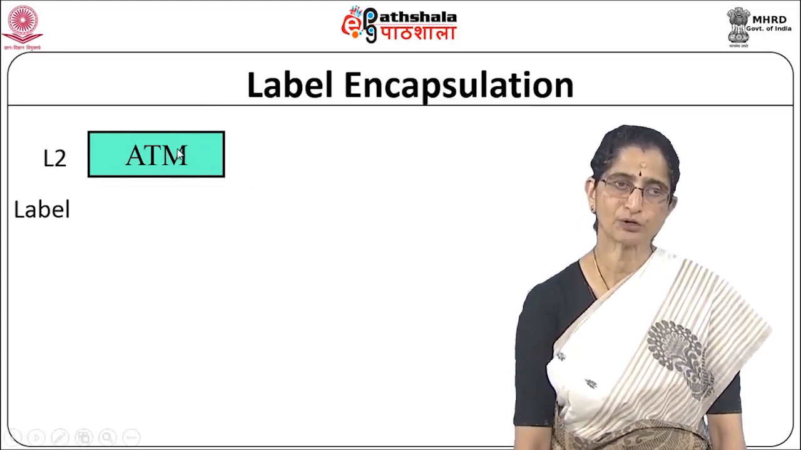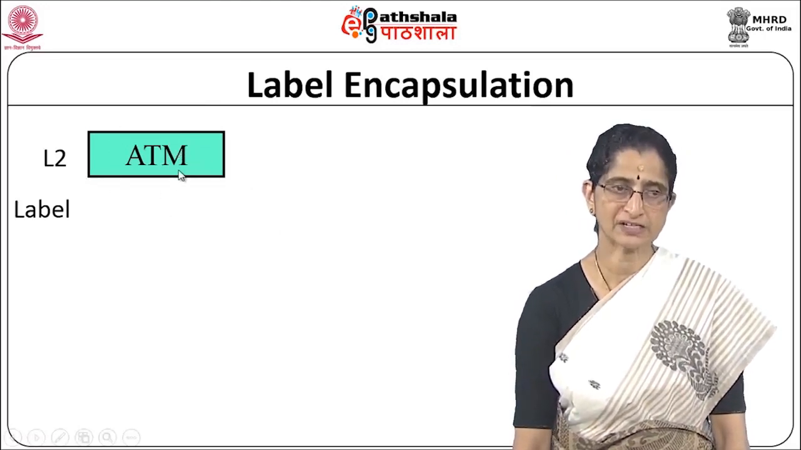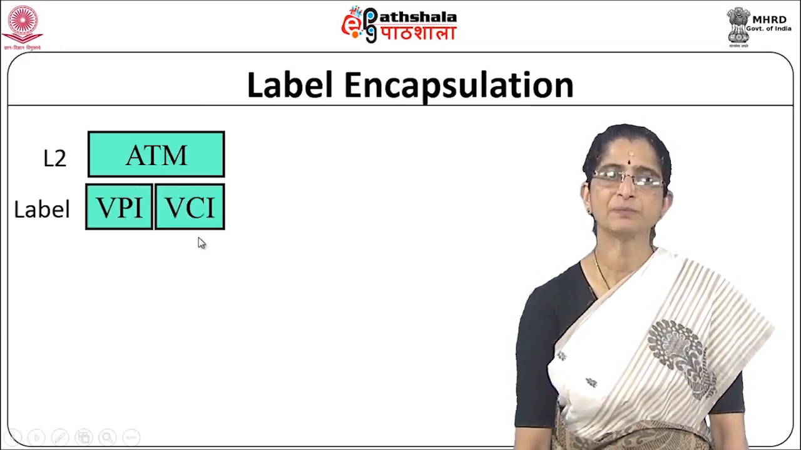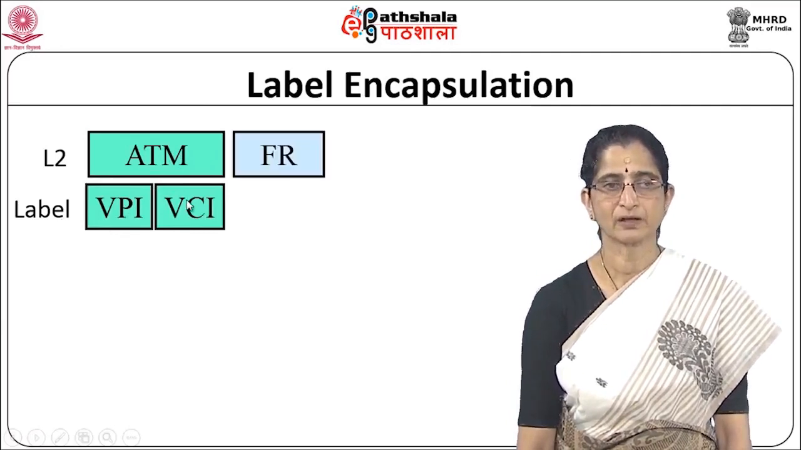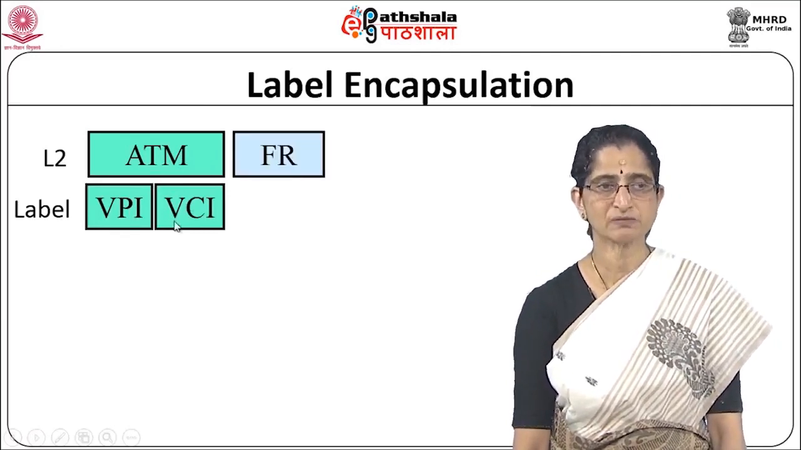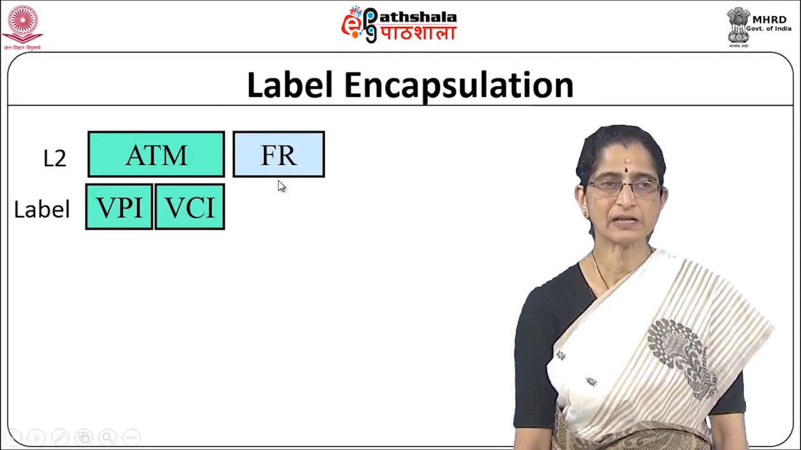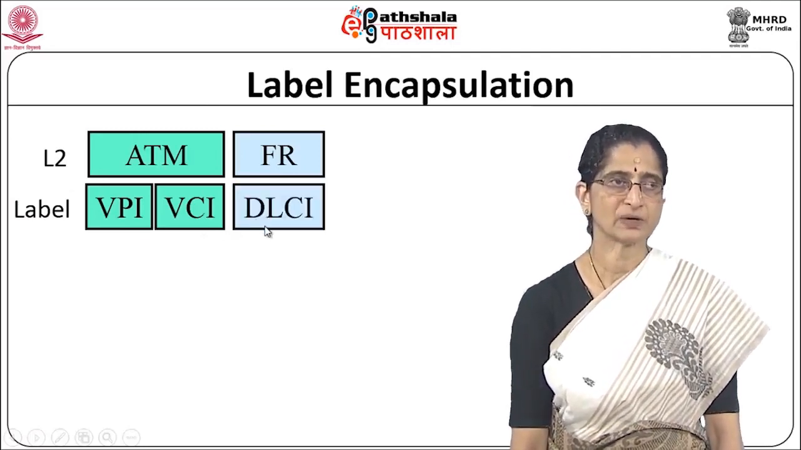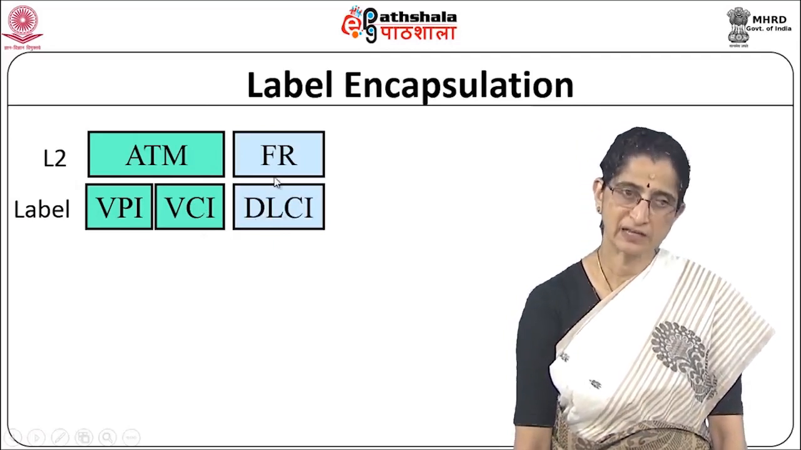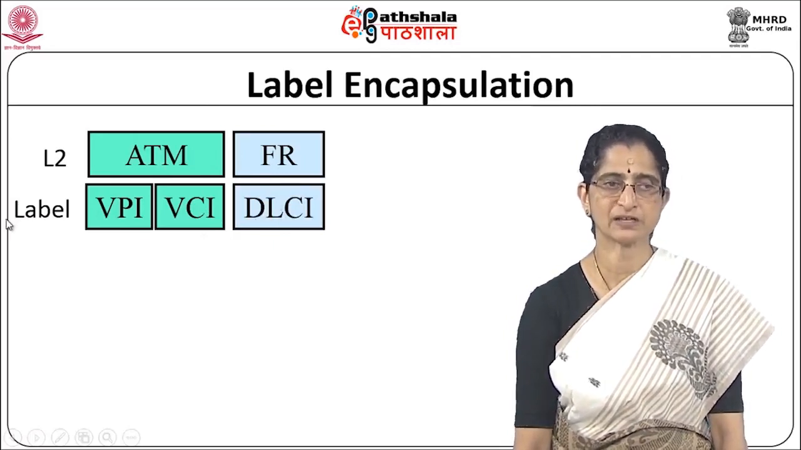If your L2 protocol is ATM, then ATM actually has a VPI and VCI field. These fields themselves are used as the label. The label basically is used in the place of these VPI VCI fields. If it is the frame relay protocol at the L2 layer, there is a DLCI field available in the frame relay protocol that is used as the label.